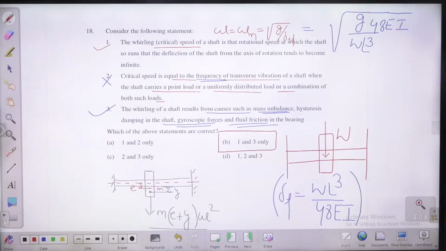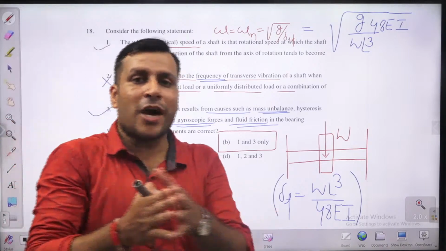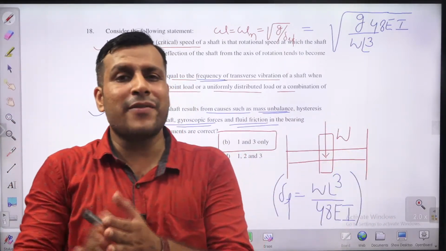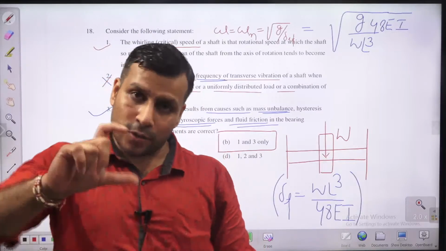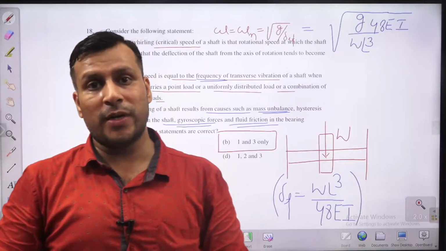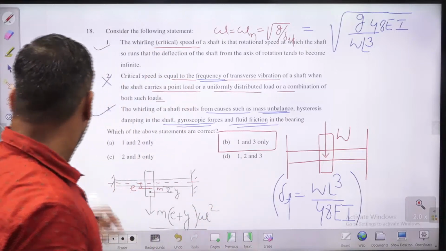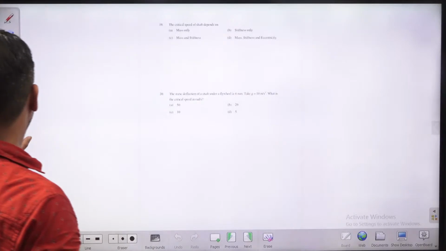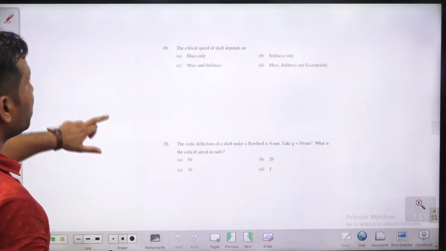UDL is also possible, okay, but in a shaft, over the shaft, what you will have on a beam, UDL may be there, but the shaft is having some kind of pulley over that. So there must be some kind of point load you can consider over the shaft. Okay, let us move to the next question, question number 19.